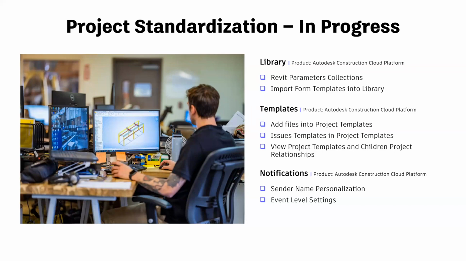And one more update which is in progress is called project standardization, in terms of library, template and notification. If we look at the library, like Revit parameter collections, it will support a new column to indicate the author of a parameter collection, as well as a few user interface changes. It is only in the ACC.